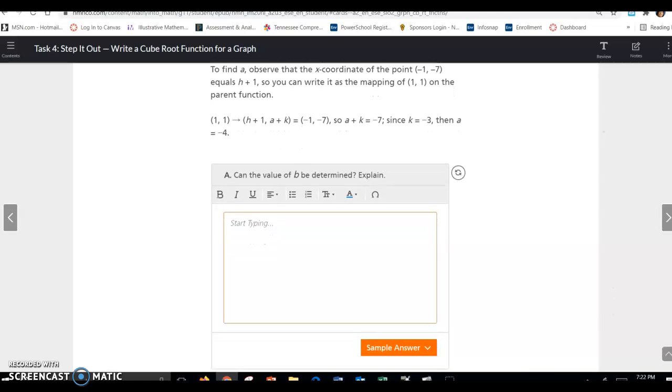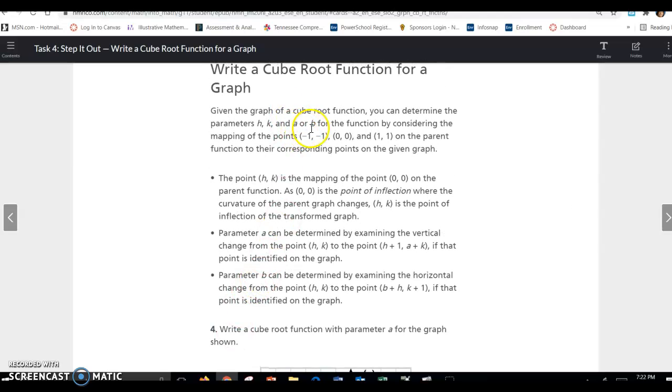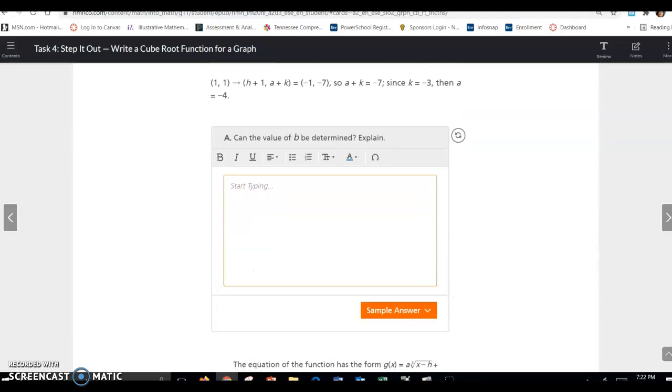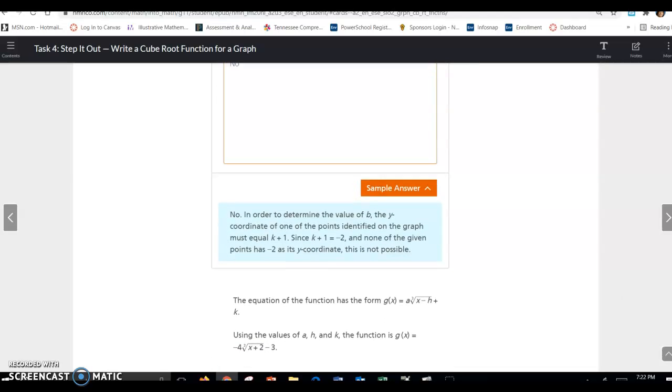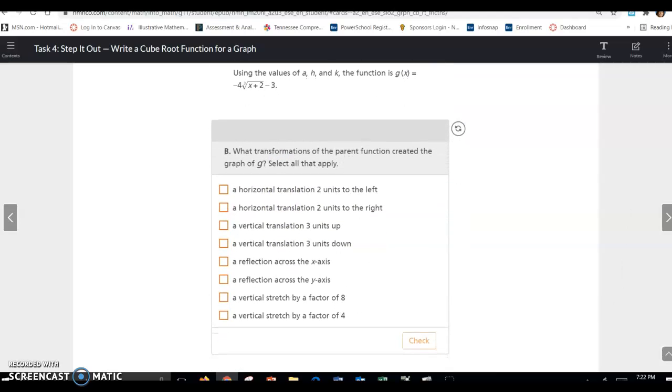All right, can the value of b be determined? Well, remember up here it said that it's going to have an a or a b, not an a and a b. So an a or a b. So I'm going to say no, this cannot be determined since we already have an a. All right, and it has a little bit different explanation here you can read. The equation of the function has the form g of x equals a times the cube root of x minus h plus k. Using the values of a, h, and k, the general function is g of x equals -4 cube root of x plus 2 minus 3.